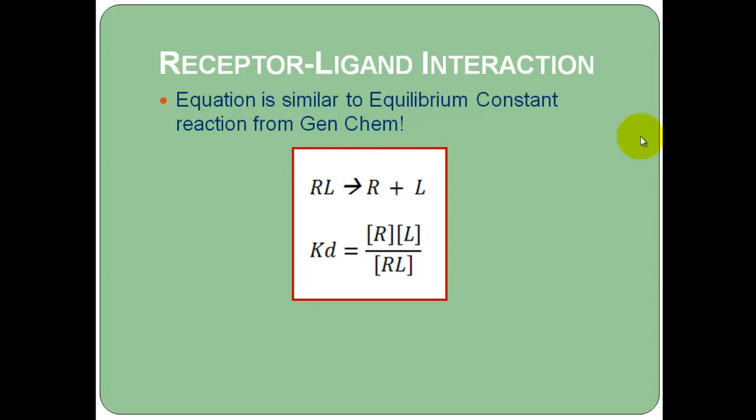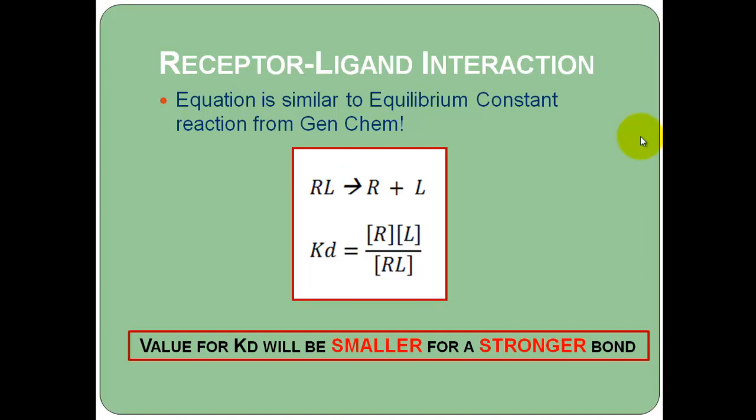An important thing to know about the value for KD is that KD will be smaller for a stronger bond. A stronger affinity means a stronger bond, which means there will be more receptor ligand bound together, and less individual R and L. This means the value for KD will be smaller for a stronger bond because as R and L decrease and RL increases, the overall constant decreases, so KD eventually goes down. A smaller KD means a stronger bond and a tighter bond. A larger KD means a weaker bond.